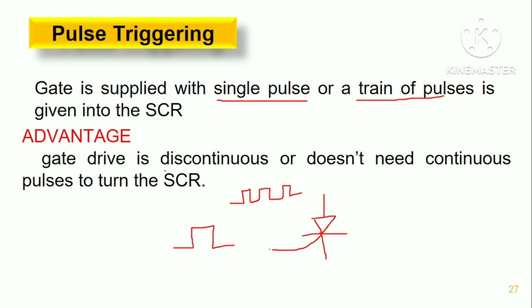The gate drive is discontinuous. Once this pulse is given to the gate, the SCR gets turned on. Thereafter there is no meaning in giving a gate pulse to the SCR, because the SCR continues conducting. So there is no need to give the gate pulse. That is the last statement.